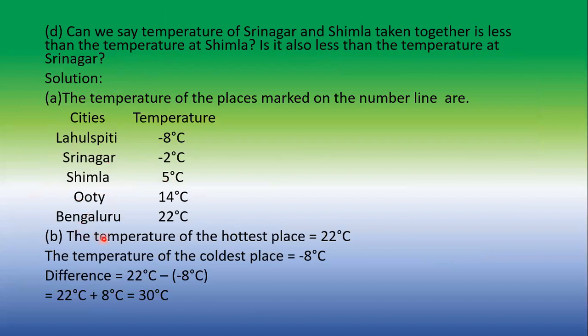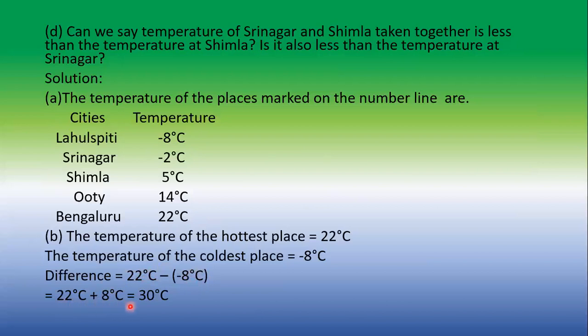Now, second question. The difference in the temperature of the hottest place and the coldest place. What is the temperature of the hottest place? That is Bangalore, 22 degrees Celsius. And the coldest place is Lahul Spiti, minus 8 degrees Celsius. For the difference, we always have to subtract the smaller number from the greater number. 22 degrees Celsius minus minus 8 degrees Celsius. For subtraction, we will add the additive inverse. So 22 degrees Celsius plus the additive inverse of minus 8, that is 8 degrees Celsius.